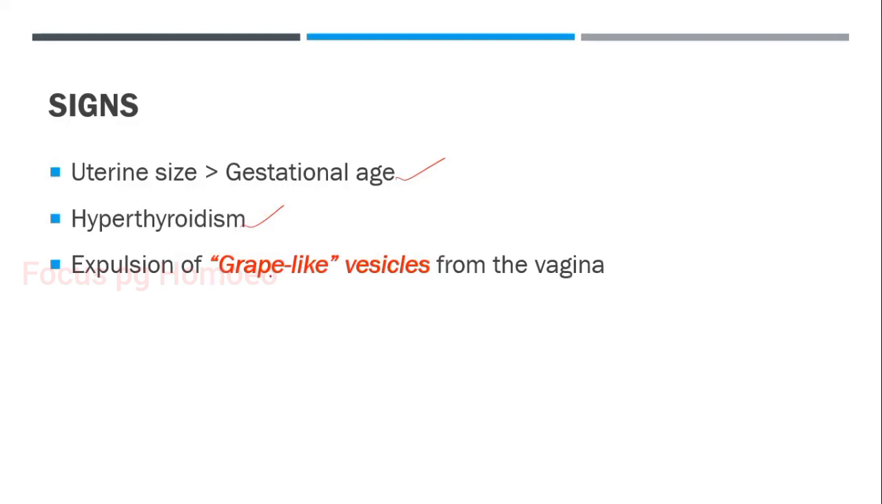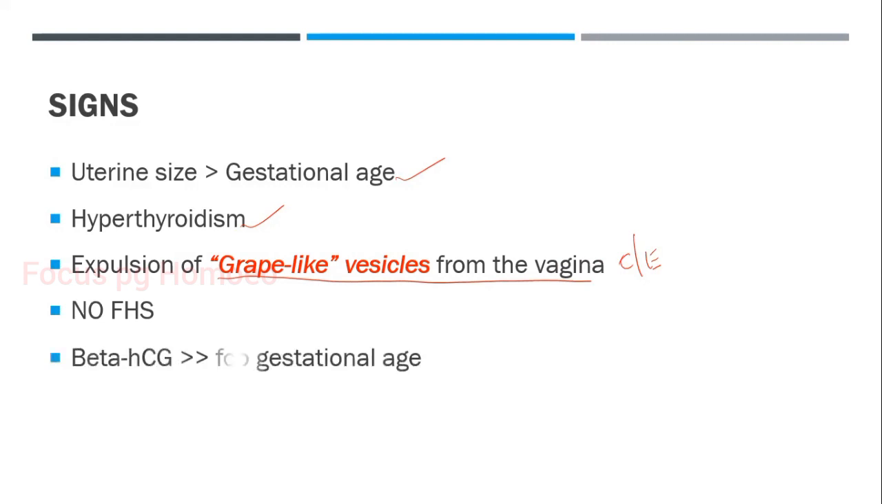Expulsion of grape-like vesicles in the vagina. So you have to remember there are two terms which come up in hydatidiform mole. So it is grape-like vesicles from the vagina, that is on clinical examination, and no fetal heart sound. Fetal heart sound is not heard, and beta HCG is high, increased for gestational age.